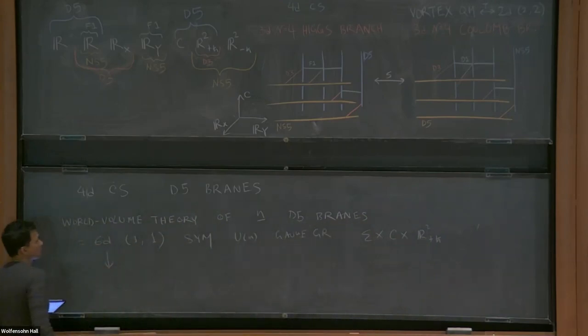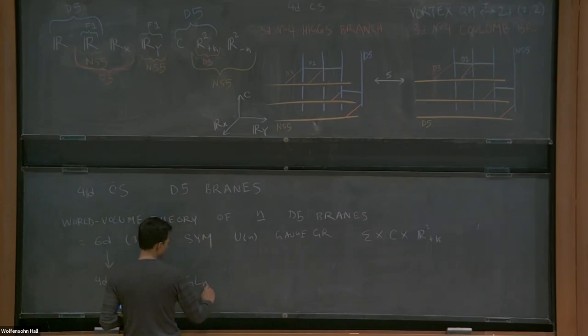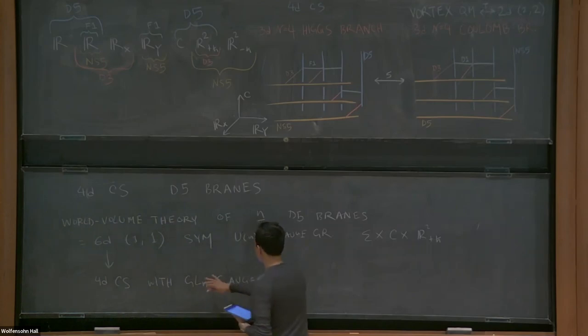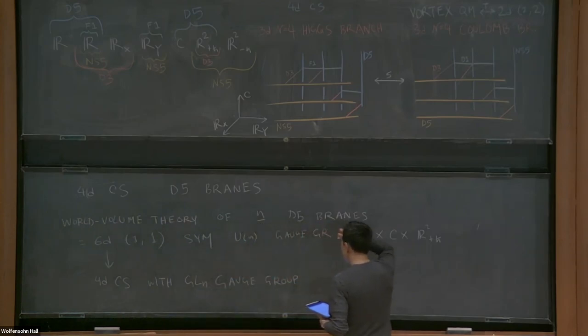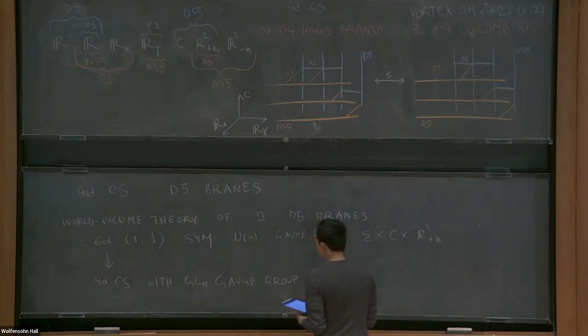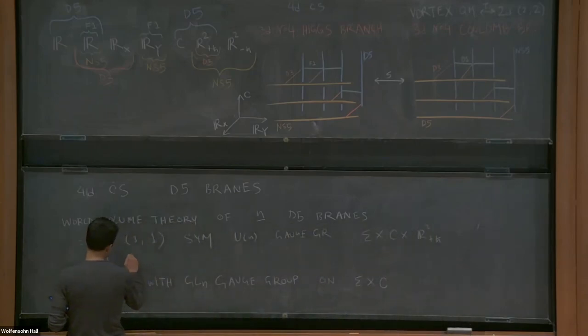Now, after the omega deformation is turned on, this theory reduces to 4D Chern-Simons with GL(N) gauge group. So GL(N) appears as a complexification of U(N), which is a generic feature of this kind of omega deformation, that the gauge group gets complexified. For the Chern-Simons on the fixed point of the rotation of the omega deformation, so sigma times C, the result is from Costello and Yagi.